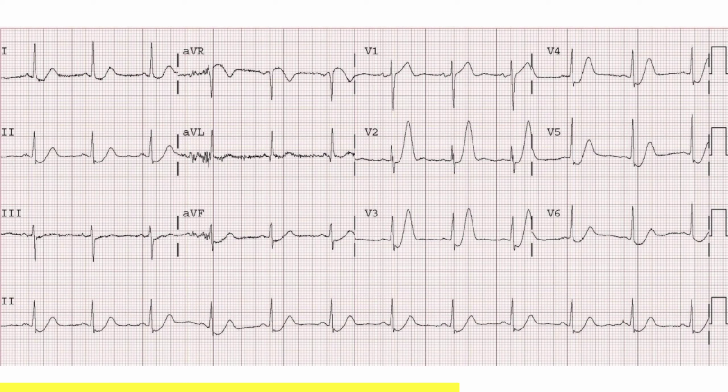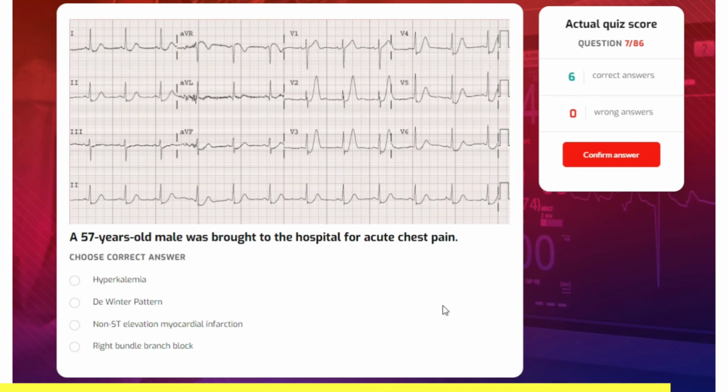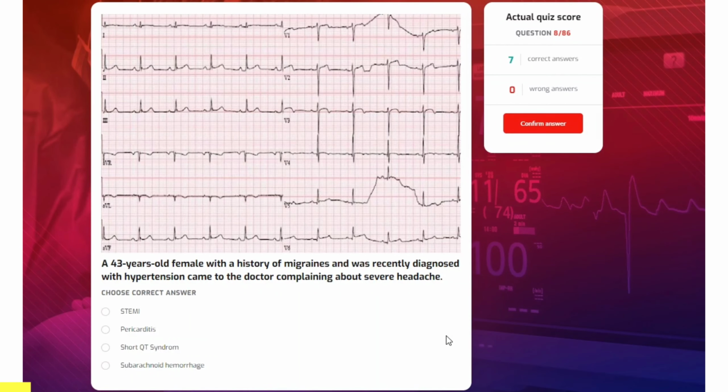Thus, this ECG suggests de Winter pattern. The de Winter pattern is an atypical presentation of acute myocardial infarction due to left anterior descending artery occlusion. It is considered a STEMI equivalent and implies the need for urgent coronary angiography with possible intervention. De Winter pattern is given here as the second option. So let's check our answer. It's correct.